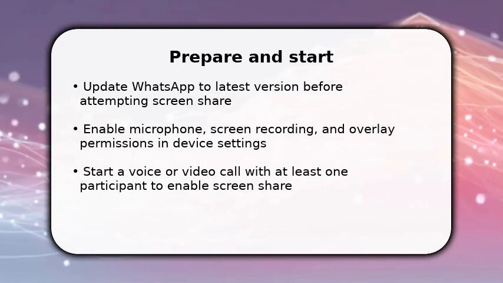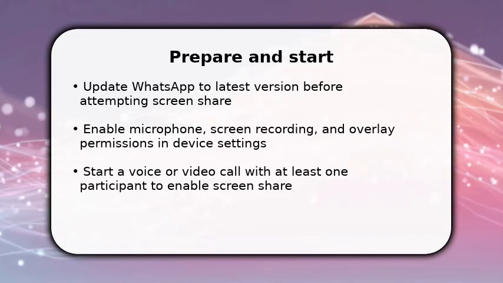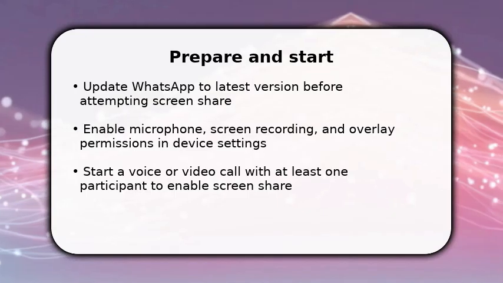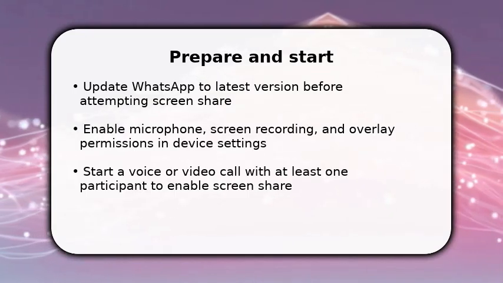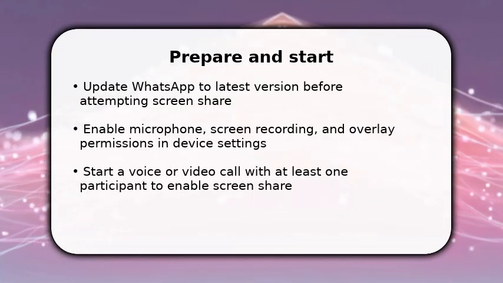Make sure screen recording and overlay permissions are allowed for WhatsApp in your phone settings so the system prompt can proceed. If you skip this, the share option won't show. Grant permissions now, then return to the live call to continue without delay.